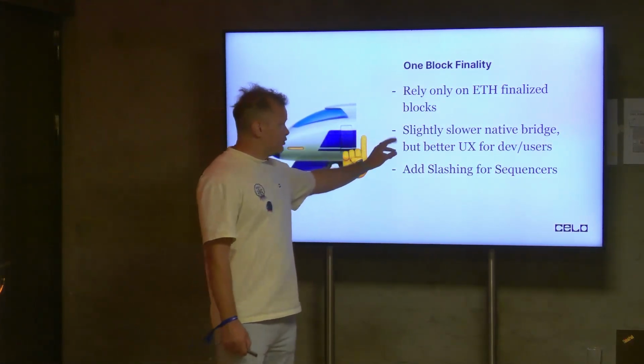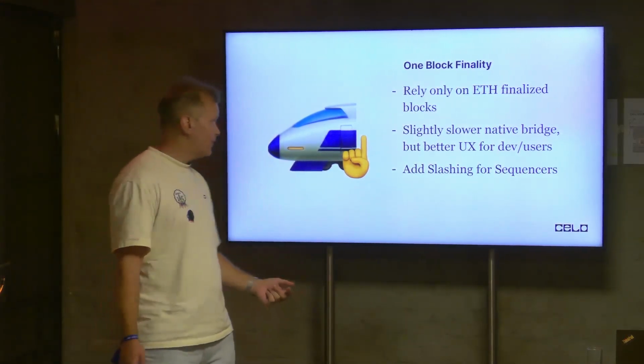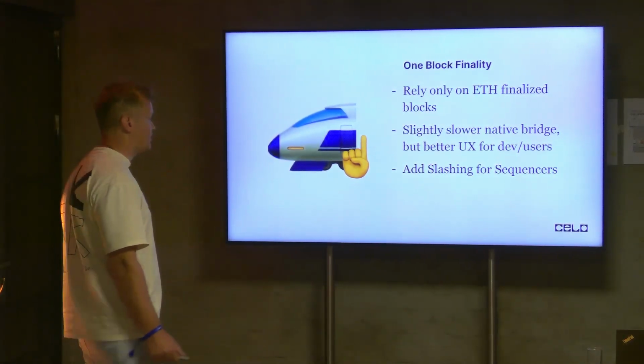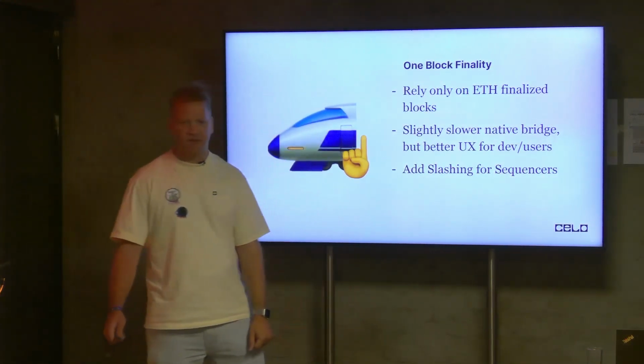And that's one thing you need to do. I guess you're going to have slower deposits. It's going to take 15 minutes, okay, but what you're providing is one block finality. You are not going to have reorgs. The other thing you want to do is try to add slashing for equivocation.